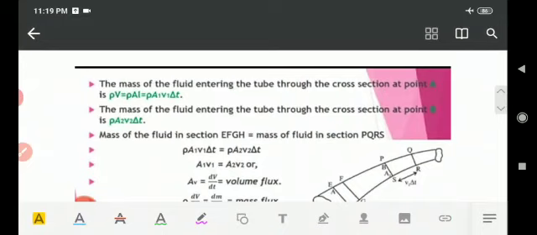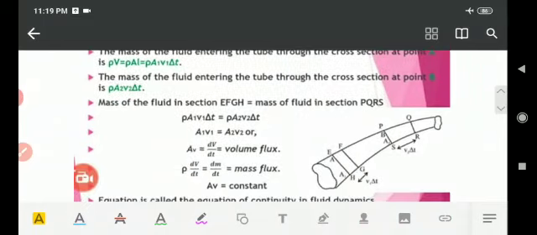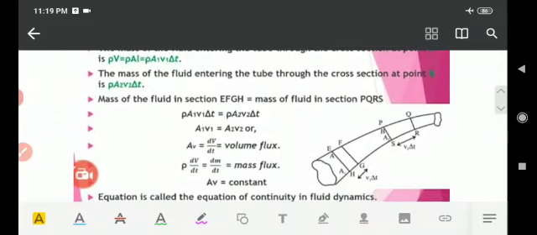Then the mass of the fluid entering the tube through the cross section B is similarly rho A2 V2 delta T. Then the mass of the fluid in section EFGH is equal to the mass of fluid in section PQR. Therefore, rho A1 V1 into delta T is equal to rho A2 V2 into delta T. Here the same terms delta T and rho cancel. Therefore, the remaining term is A1 V1 is equal to A2 V2.